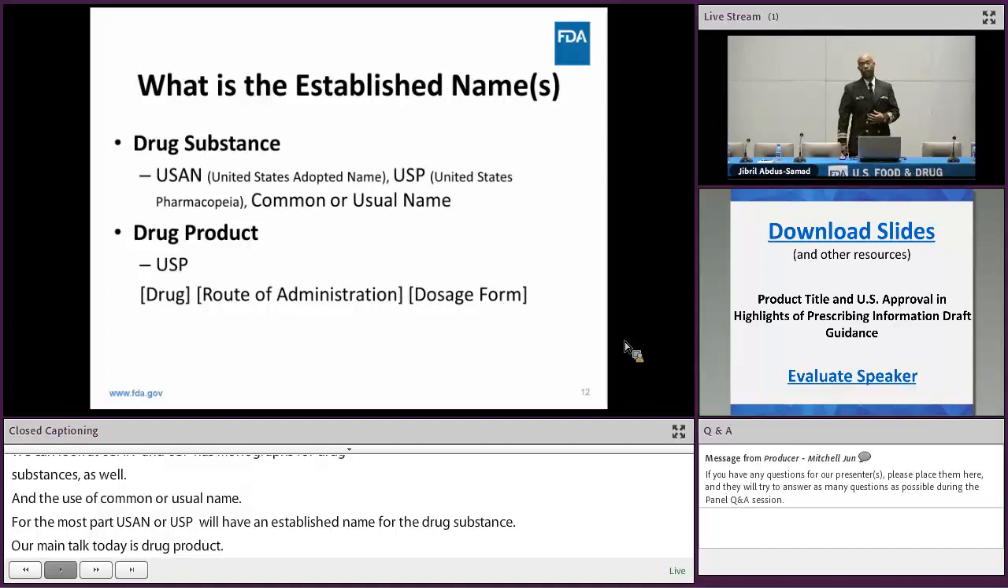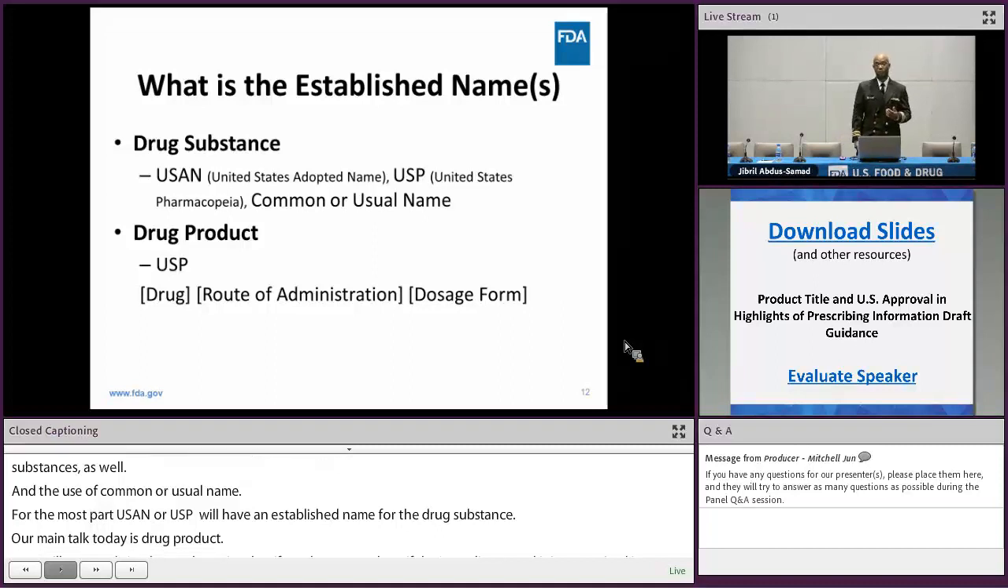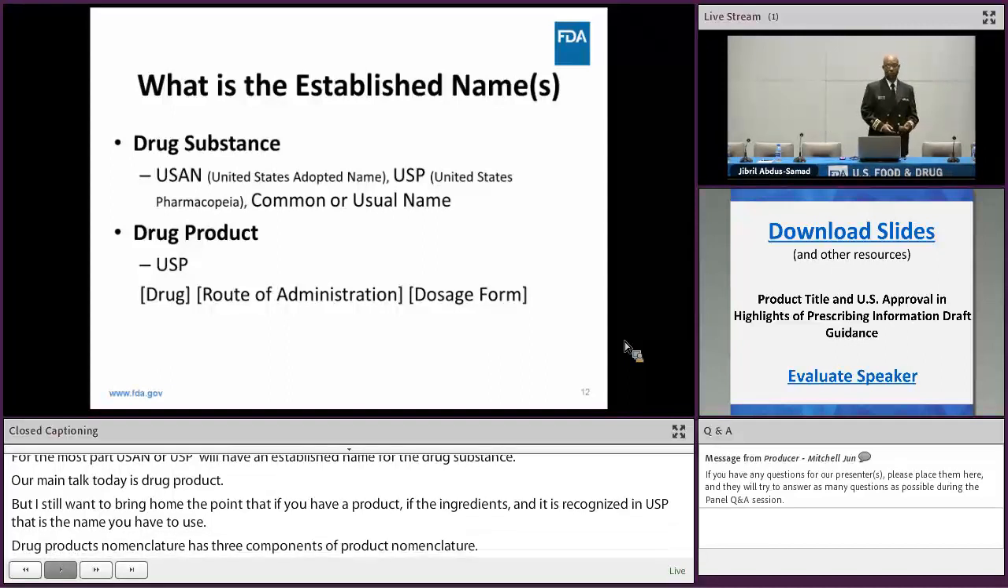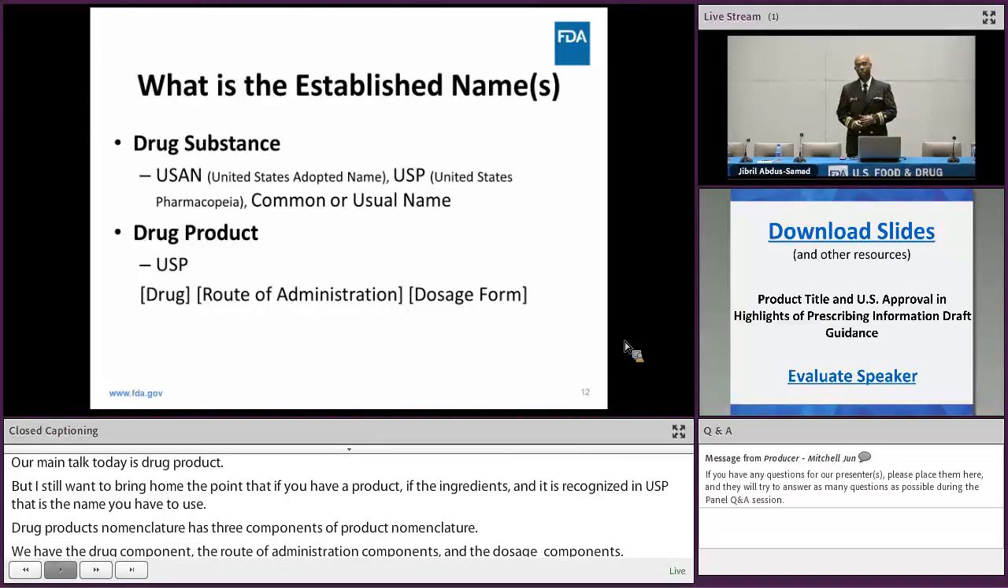So for drug product nomenclature, there are three components. We have the drug component, the route of administration component, and the dosage form component. Those are the three big things. So when you go home, remember those are the big components of the name.